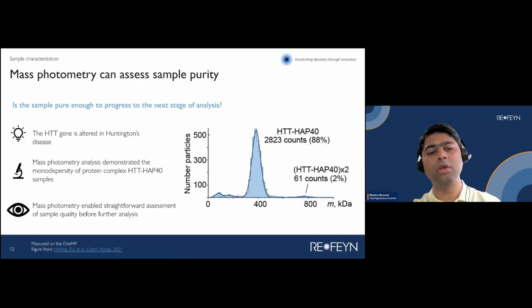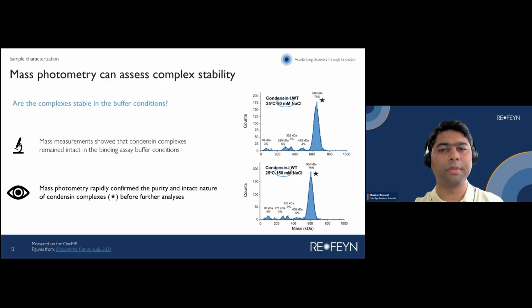And if you need any assessment of the proteins, for the purity or the quality of the protein, you can always use mass photometry for that. This particular work was published in 2021, and here they assessed the condensin 1 complex in different conditions like temperature and sodium chloride concentration. Just two are shown here in this picture. The first one has 50 millimolar sodium chloride, and the second one has 150 millimolar sodium chloride in the buffer.